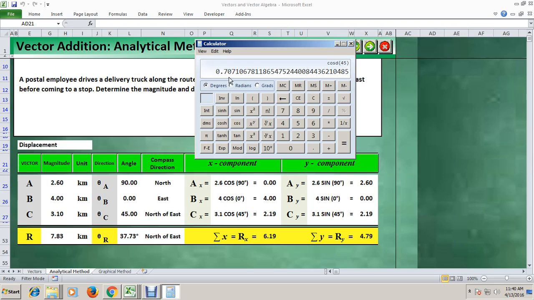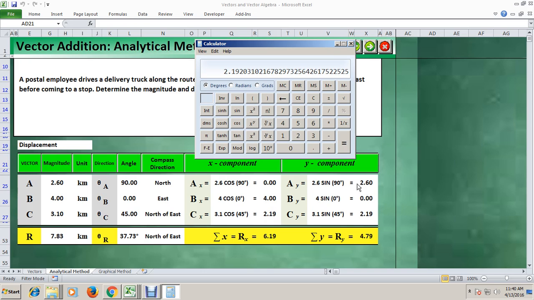So this is the result for cosine 45 degrees, and this value is multiplied with 3.1. Multiplied with 3.1 gives you 2.19, rounded off to the second decimal place. Okay, so that's how we come up with the value 2.19.